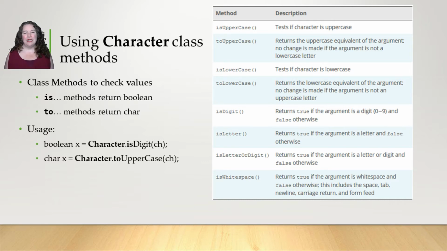So when I want to say Character.isDigit, I can pass it a singular character and it will return a boolean letting me know if it's a digit, which means I can use this inside of a conditional in an if statement or something along those lines. So any of the is methods are going to return booleans, true or false. So isDigit, isUpperCase.